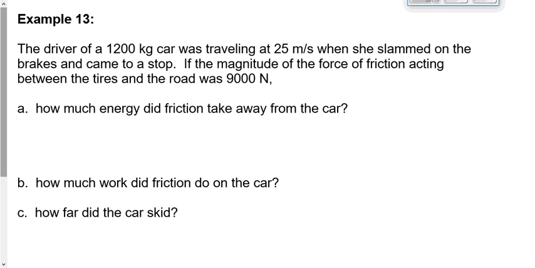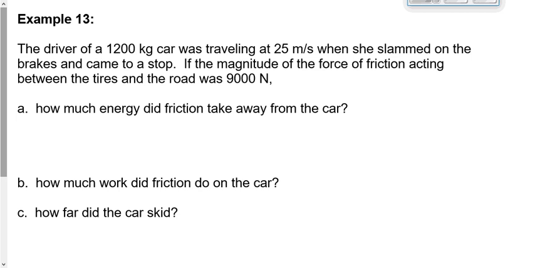Let's have a look at example number 13 now. It says the driver of a 1,200 kilogram car was traveling at 25 when she slammed on the brakes and came to a stop. So this time we're not speeding up, we're slowing down, but that's still a change in energy, right? And if there's a change in energy, there's work done, because that's how we define work, as a change in energy. If the magnitude of the force of friction acting between the tires and the road was 9,000 newtons, that's what stops the car, right, is friction. So the force applied is 9,000 newtons. How much energy did friction take away from the car? How much work did friction do on the car? And how far did the car skid?